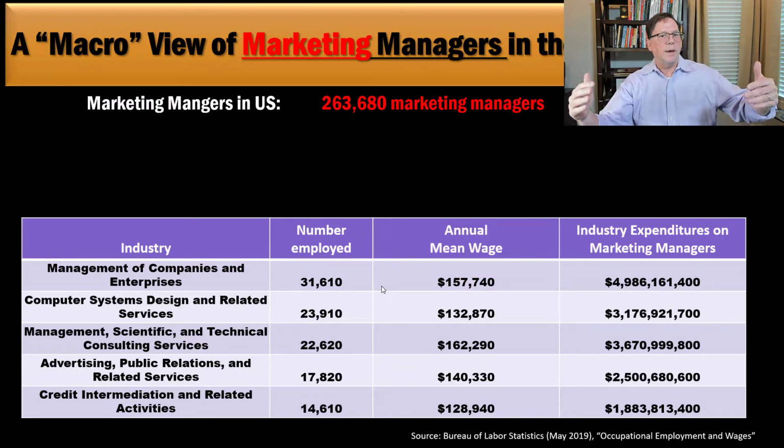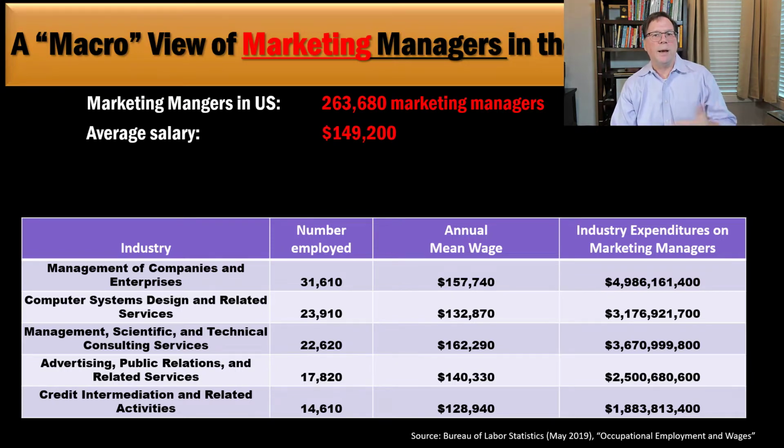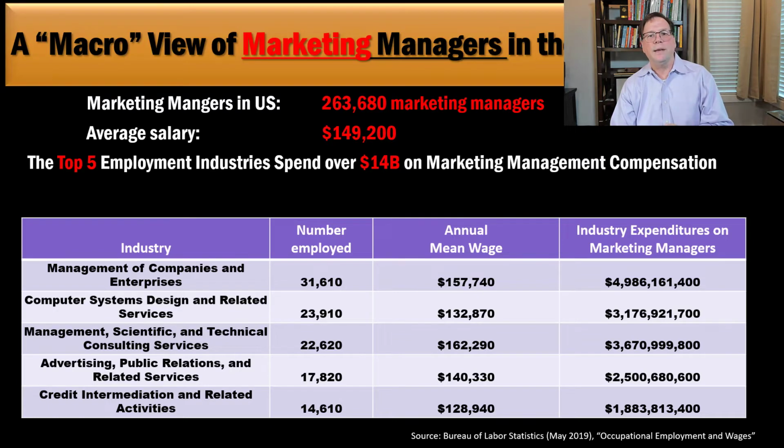Before we get into what the top five industries spend, at the largest level, the total number of marketing managers is about 263,000. So fewer marketing managers than sales manager positions, by roughly 140,000 or so. Their average salary is 149,000, so that's slightly more than what sales managers make. And in terms of aggregate spending for the top five, that's about $14 billion.